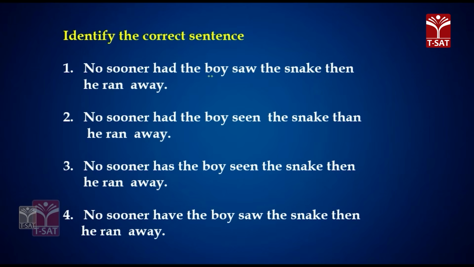So, no sooner had the boy saw the snake. You can see here had, saw, there is no agreement. It should be had seen. So, you can clearly say that then is wrong, and you can eliminate 3 and 4. Now, if you see 1 and 2, no sooner had the boy saw, no sooner had the boy seen. So, here the second one is the better one, the right one. It fulfills the rule using the structure no sooner and than. Let us move to the next one.